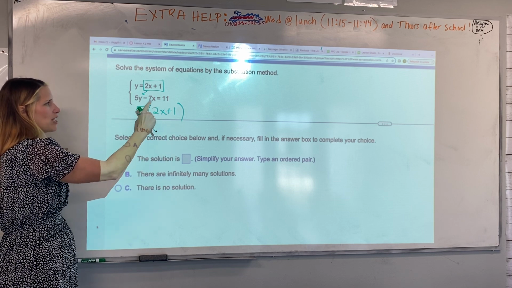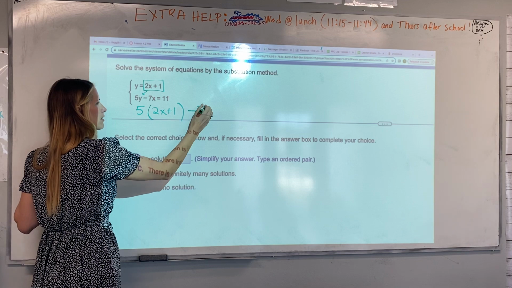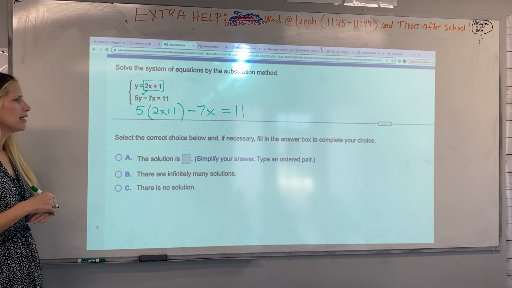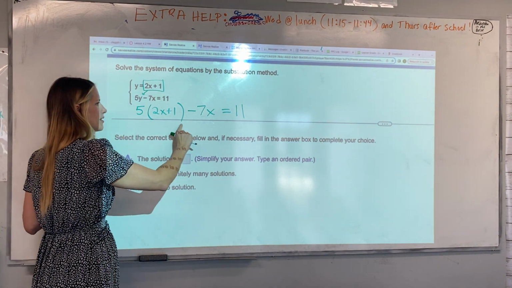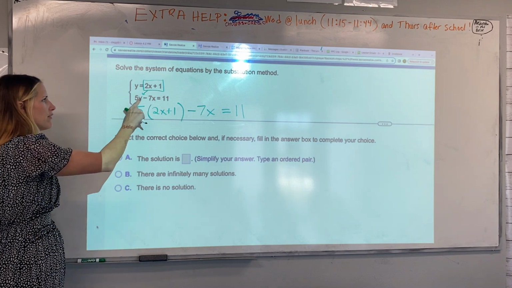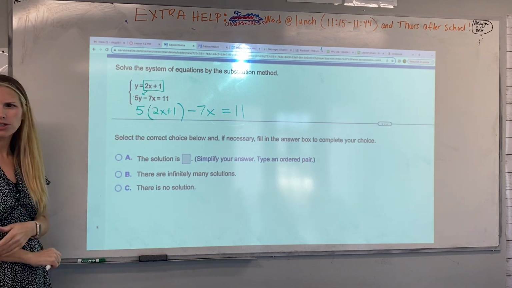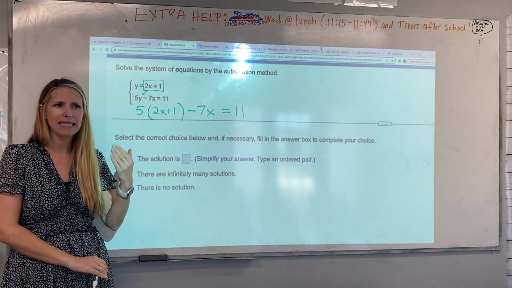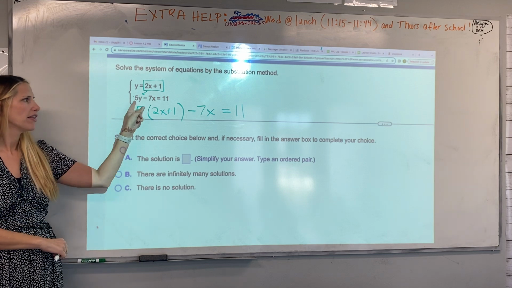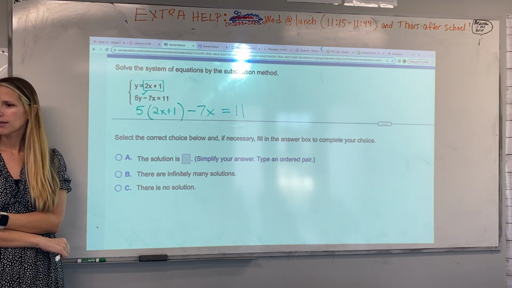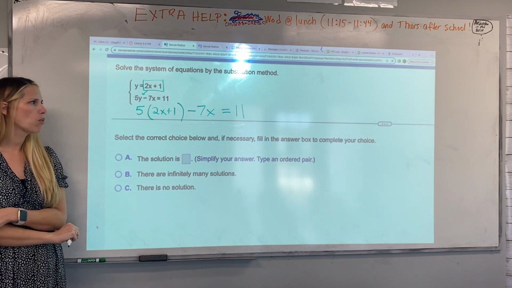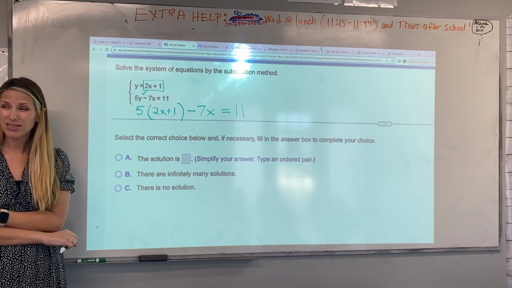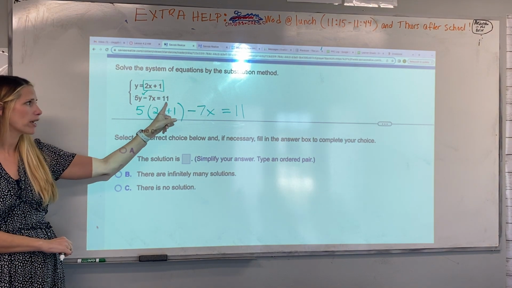Okay, now I'm done writing 5y. Now I'm going to continue my equation. Minus 7x equals 11. Now, why do you think this is going to be easier to solve than this? It's much longer, it looks more complicated, but why is this going to be actually easier to solve than this? Does anybody know why this longer, more complicated looking equation can actually be solved, but this equation cannot be solved?